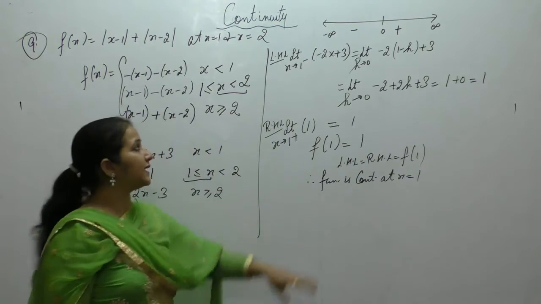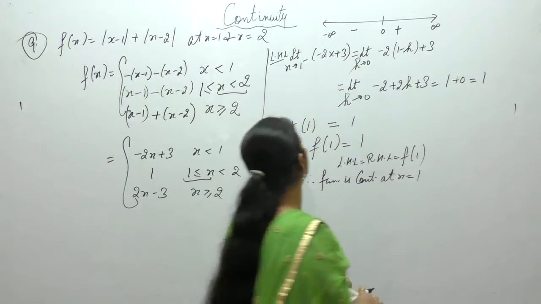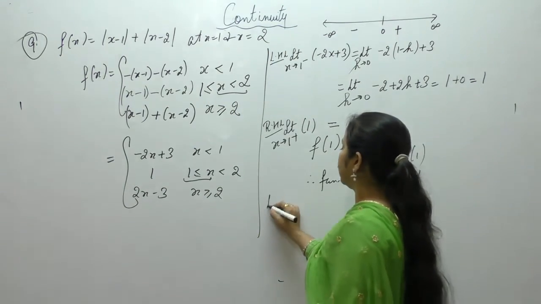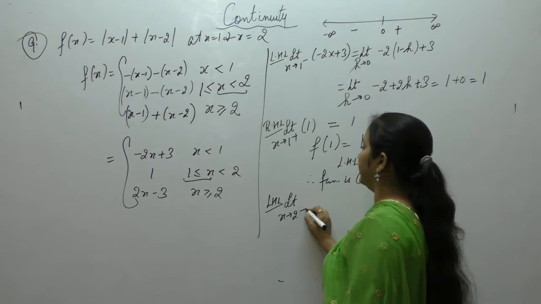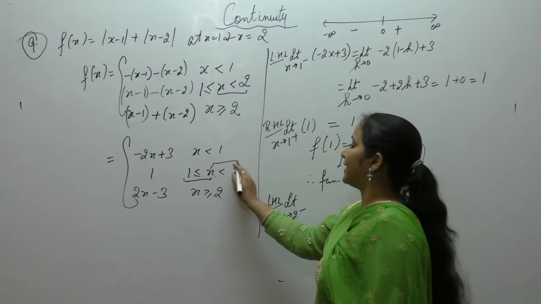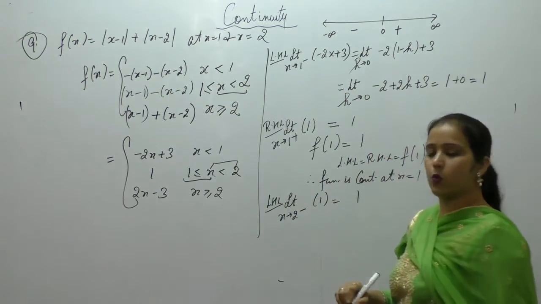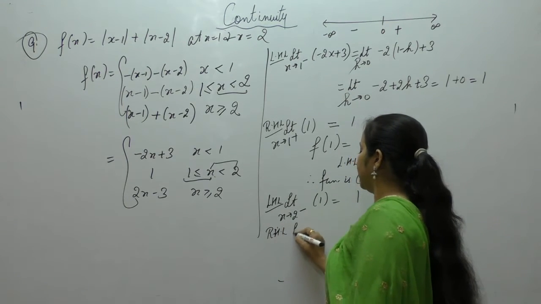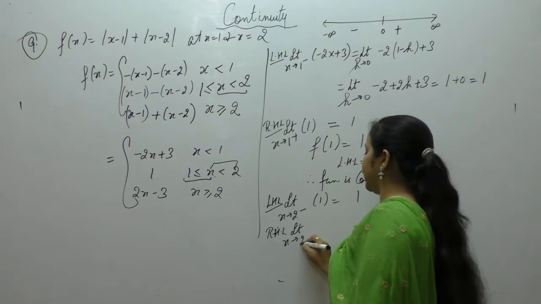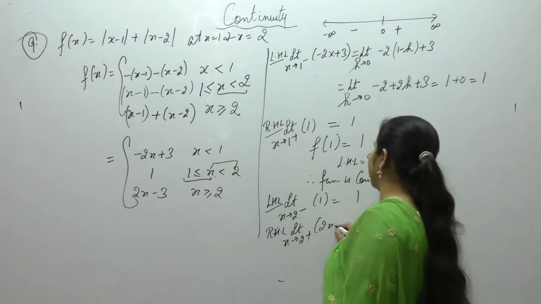Now we have to check the function's continuity at the point x is equal to 2. So for x is equal to 2, left hand limit, x tends to 2 negative. When x is less than 2, the function has value 1. So the left hand limit is 1. Now the right hand limit, x tends to 2 positive. Then we have the value of the function as 2x minus 3.